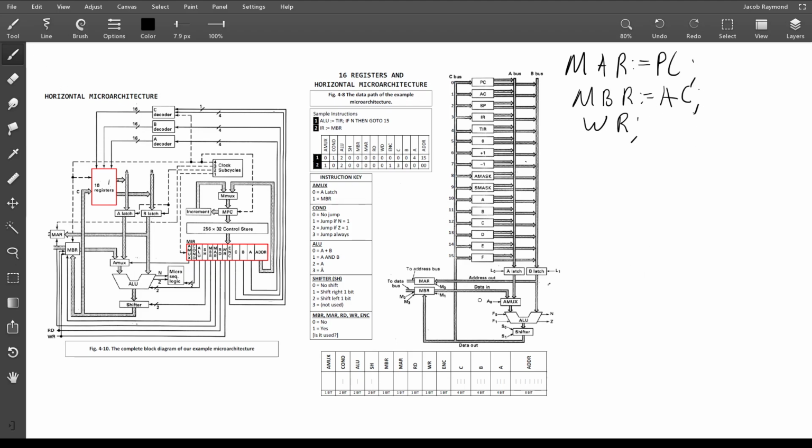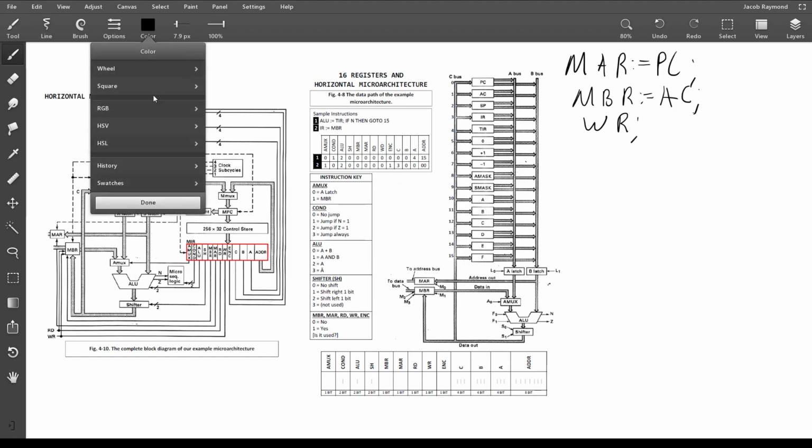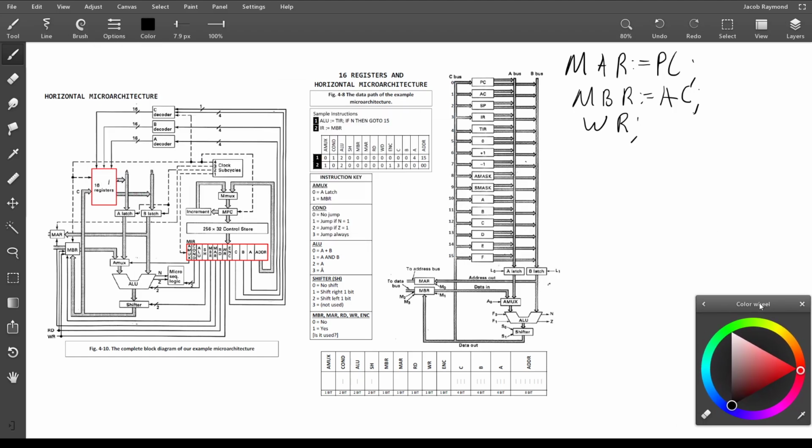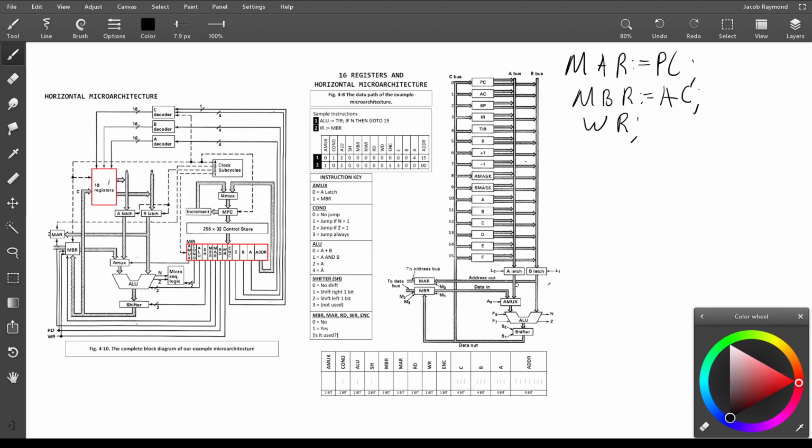So what I was talking about with going backwards, the idea here is that you want to start from where you want to put something and go back to what you want to put into it. So here we want MAR equals PC. So start at MAR here. Well, if I go this way, I'm obviously not going to get to the PC register, which is up here. So I've got to go the other direction.